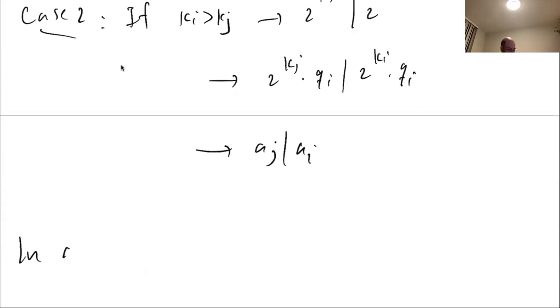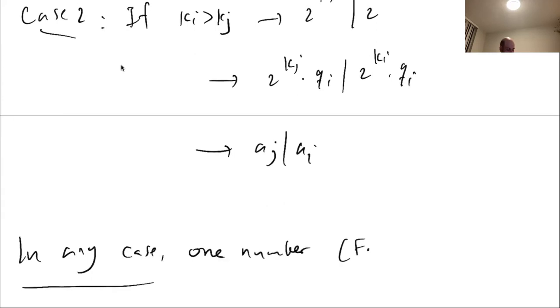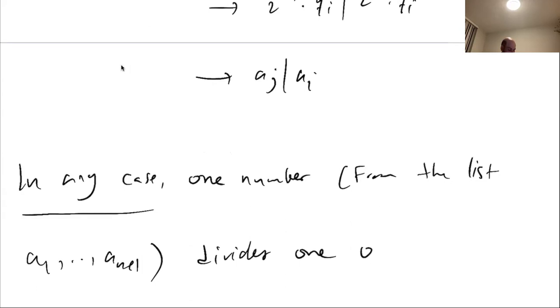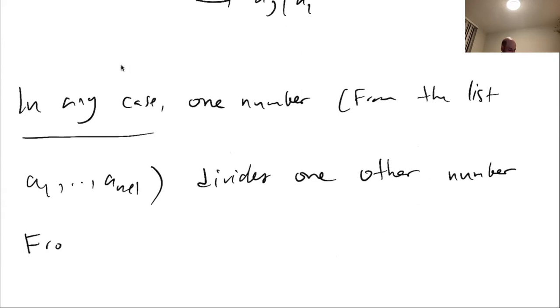So in any case, one number from the list A1 to AN plus 1 divides one other number from this list.